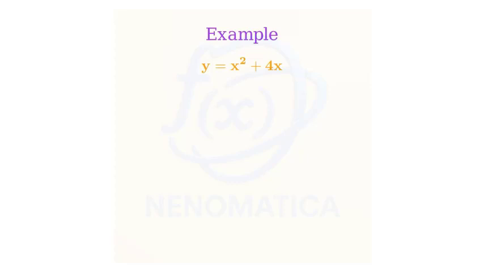Step 1. Completing the square. We take half of the coefficient of x, which is 2, square it to get 4, and we add and subtract that 4. Now, group the perfect square trinomial. Finally, factor and write the vertex form. y equals (x plus 2) squared minus 4.